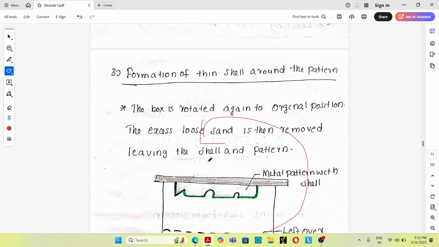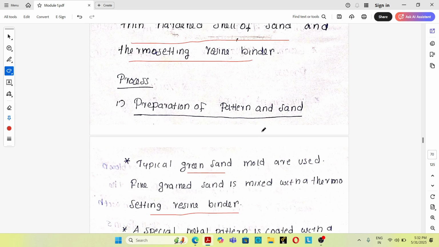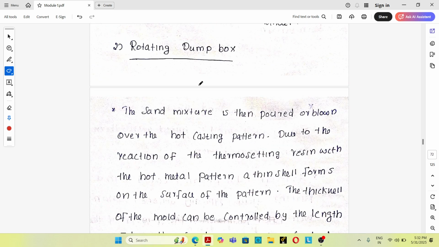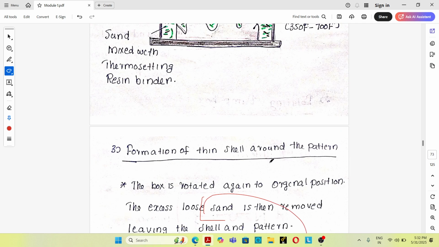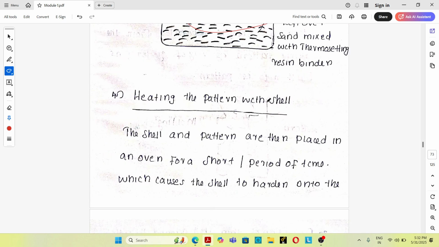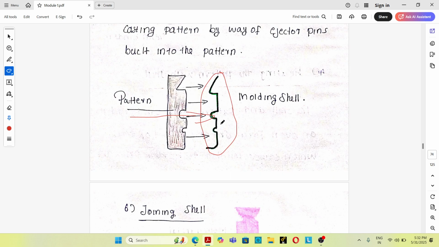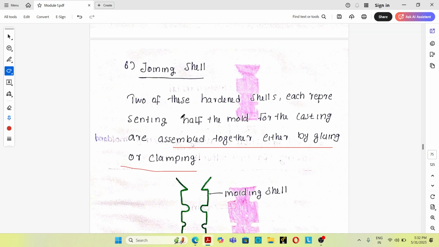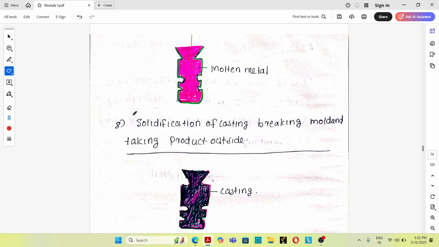Once more, the first step is preparation of sand mixture and pattern. Second step is rotating the dump box. Third step is formation of a thin shell around the pattern. Fourth step is heating the pattern with the shell. Fifth step is removing the shell from the pattern. Sixth step is joining the shell. Seventh step is pouring molten metal. Eighth step is solidification of casting, breaking the mold and taking the product outside.